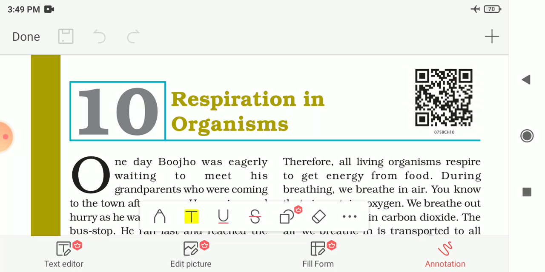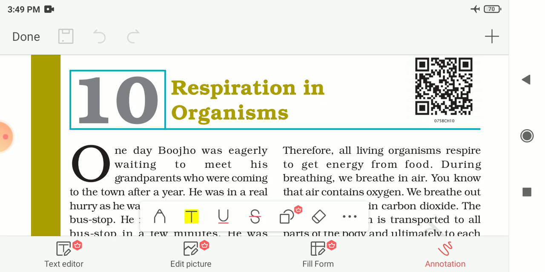The chapter name is Respiration in Organisms. So here let me start. Before that, let me see what respiration is.